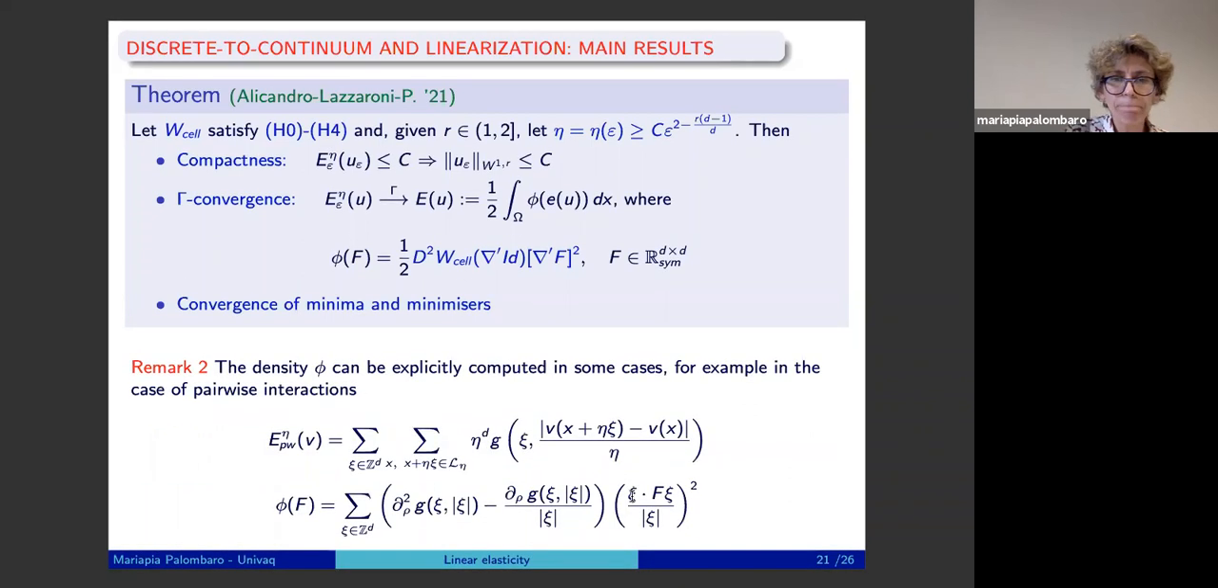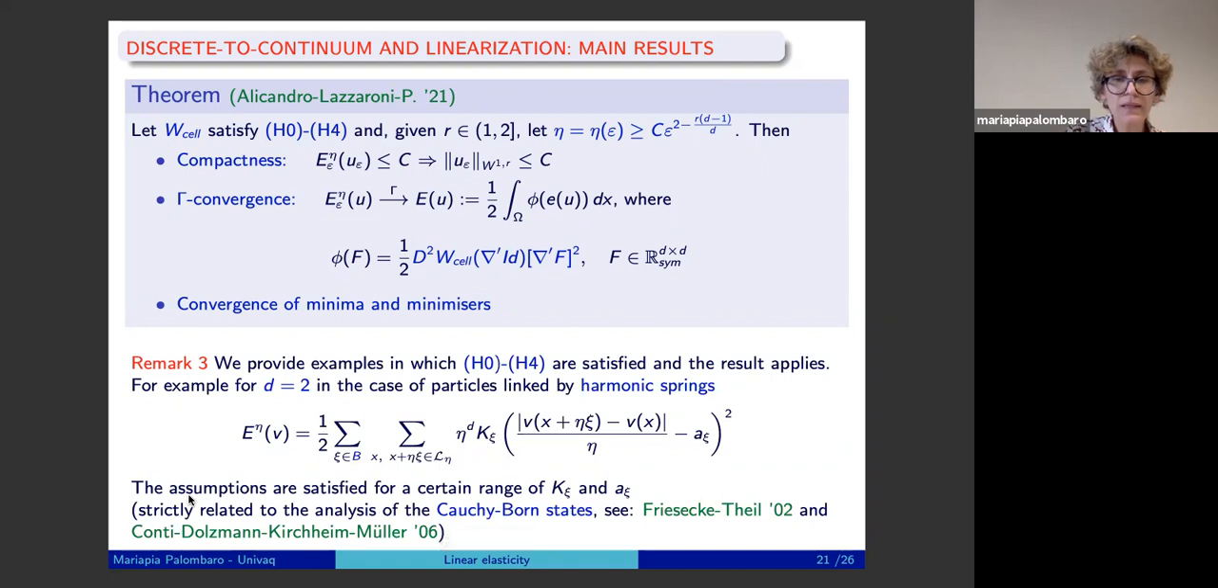Okay, and in the case of pairwise energies, which are covered by our analysis, one can also explicitly compute the limit density. And this is the explicit formula for phi, the limit density, for a pairwise energy. And in remark 3, we provide several examples of energies that satisfy our assumptions. And among our examples, there is one which is quite interesting because it displays what is called frustration.